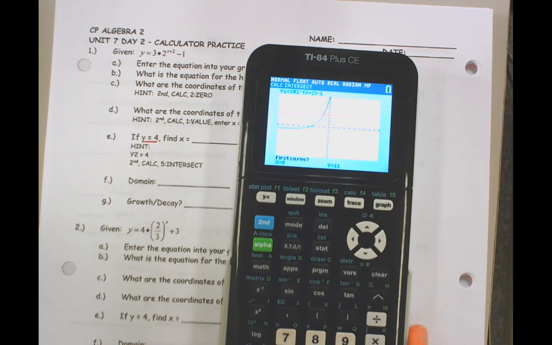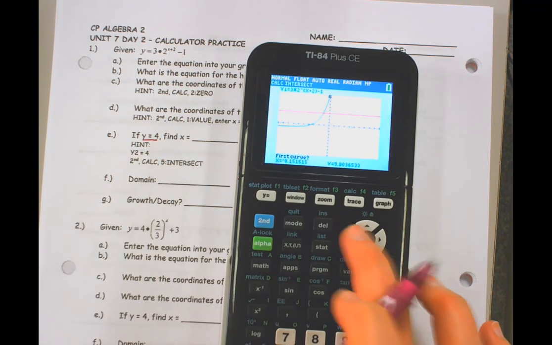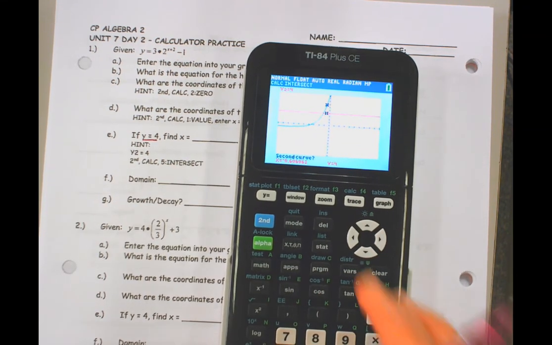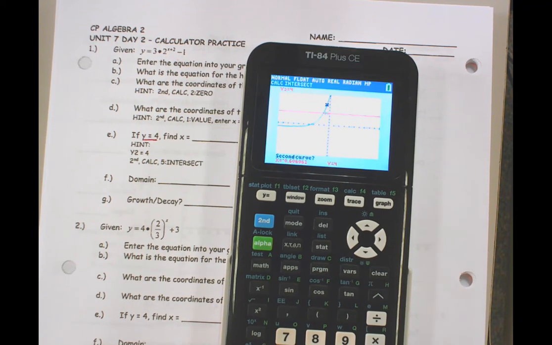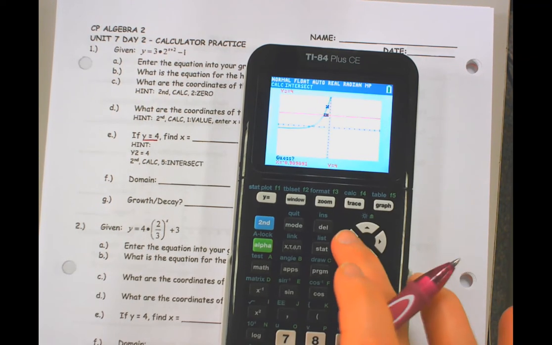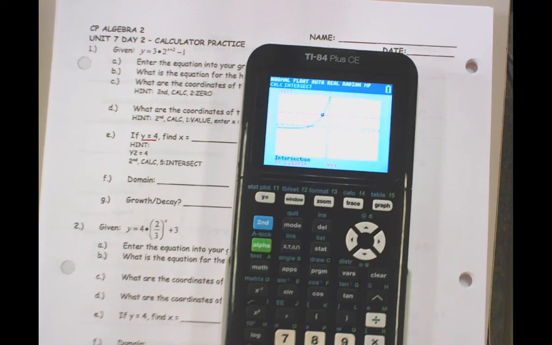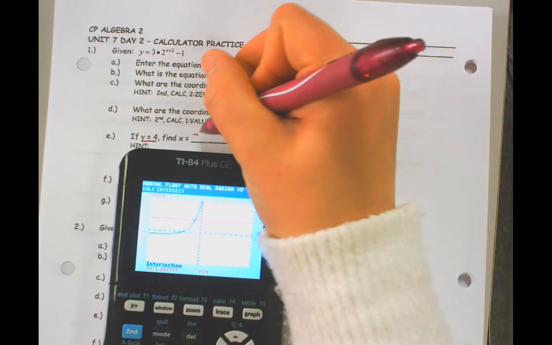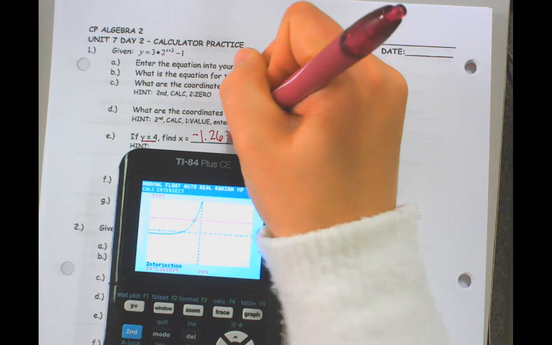Then the first curve means is your toggle somewhere on the blue line, the first graph that you drew. It doesn't matter where, as long as it's on the blue. Then it needs to be on the second curve, which is the red one, and then we guess by getting as close to where those two meet as possible. So when y is 4, x was -1.263.